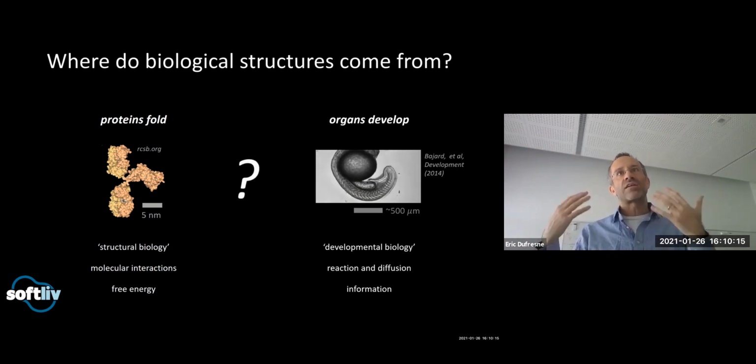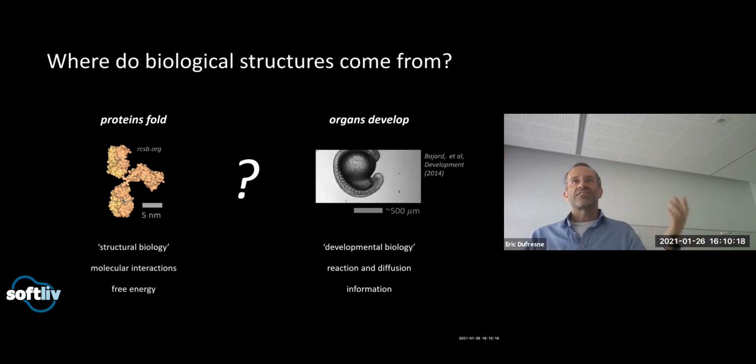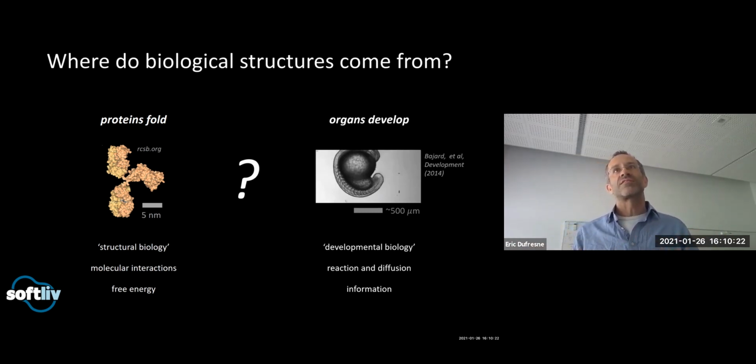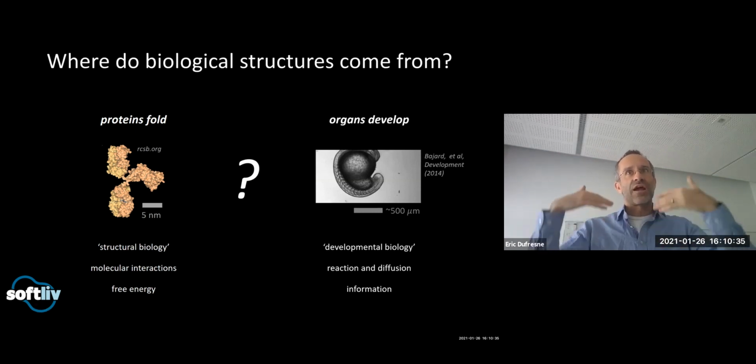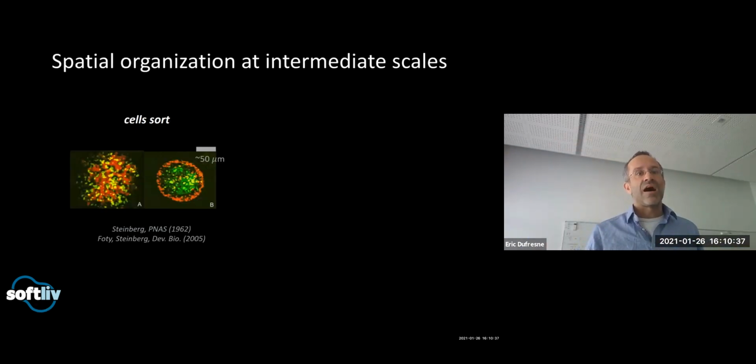But there's a whole lot of stuff in between, and that stuff in between is the stuff we love as condensed matter physicists in general and soft matter physicists specifically. And there's more than one answer about where structures come from in biology at those intermediate scales, things that are at the supramolecular scale. But today I want to refer to a very familiar concept to you and show you how it's powerful in biology.